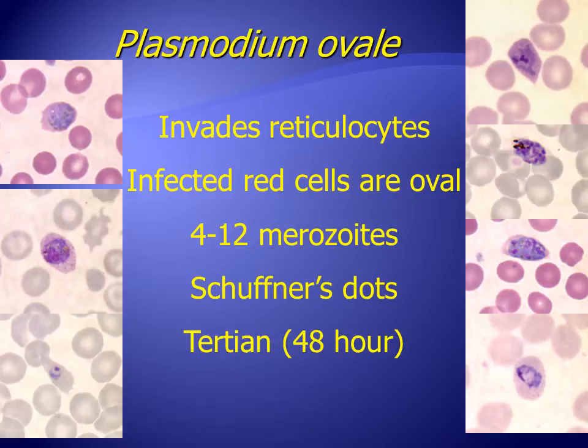Plasmodium ovale invades the reticulocytes. The infected red cells typically are oval. Schüffner's dots are characteristic, and Schüffner's dots were described 100 or so years ago by, I think it was William Schüffner, and that's this kind of stippling effect you see in the red blood cells. And P. ovale is tertian again, meaning paroxysms approximately every other day.